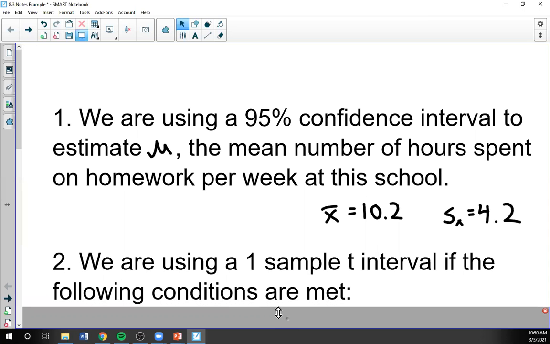This is called a one sample t interval. Or when we go to the calculator, it's just going to be t interval. Right? One sample, we're using a sample. And then t interval, because we're going to use t-scores here.